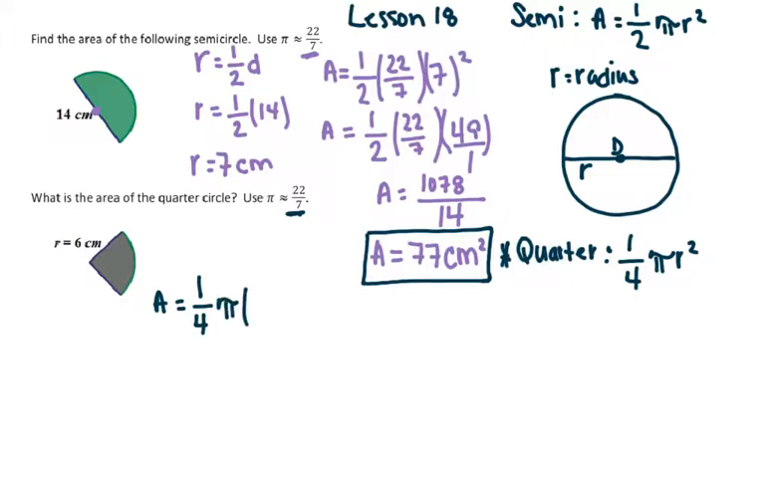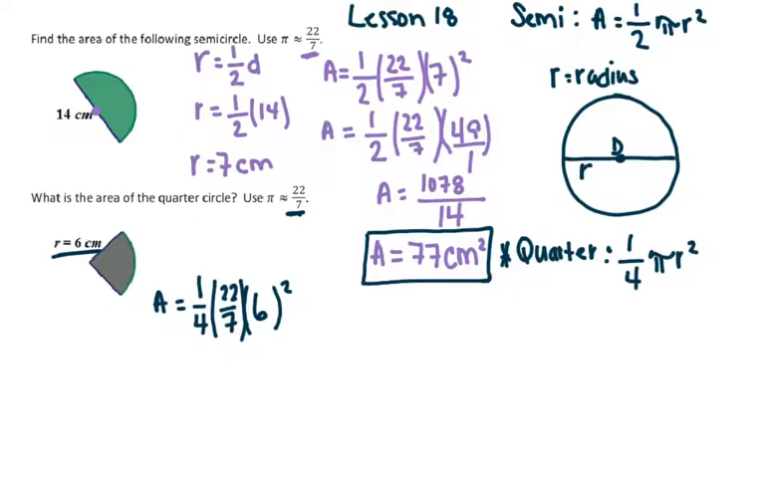Area equals 1/4 pi times the radius. Now in this case, they already told us that our radius is 6 centimeters. So we can go ahead and plug in 6 squared into our equation. And I'm sorry, I wrote this incorrectly. So I should have written here 22 over 7. There we go. Okay, so that's what we're going to use.